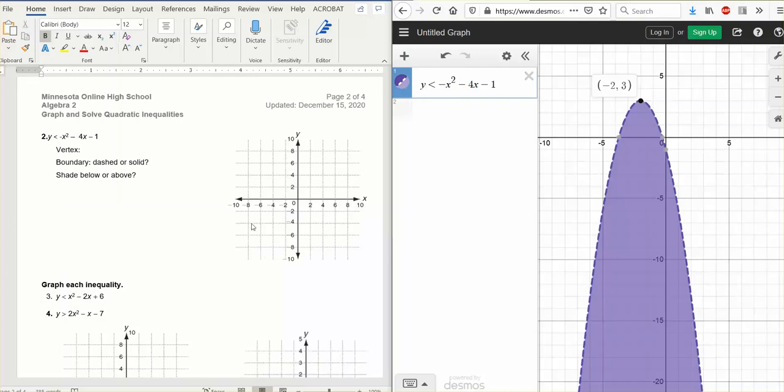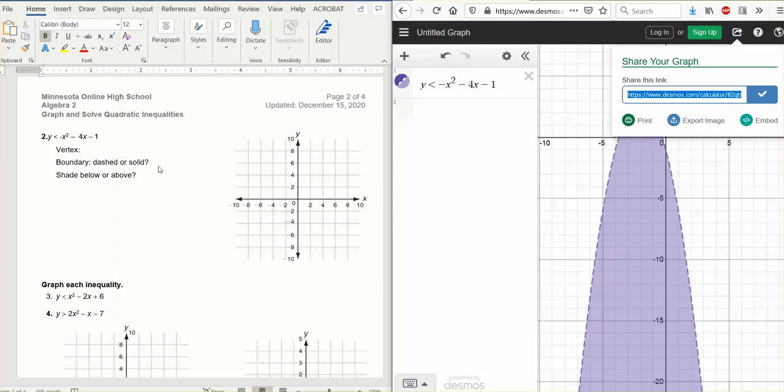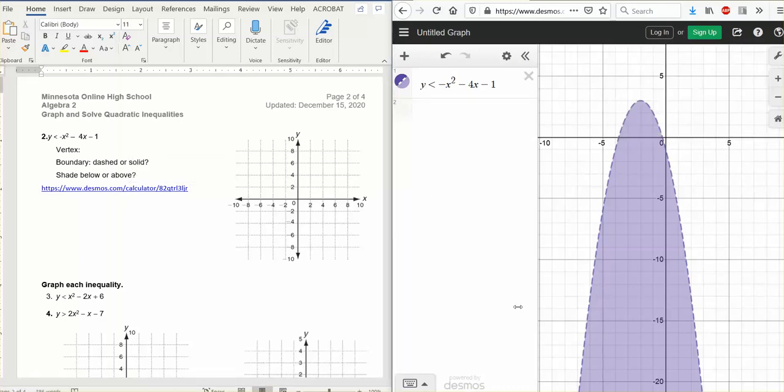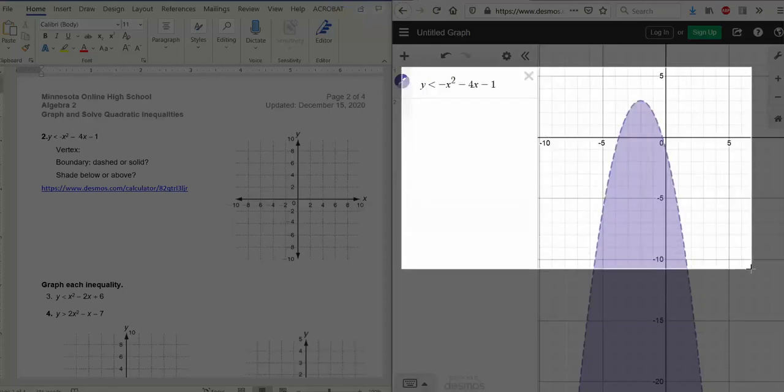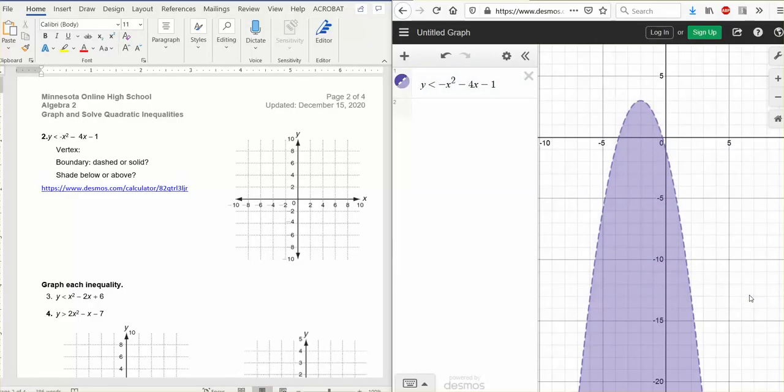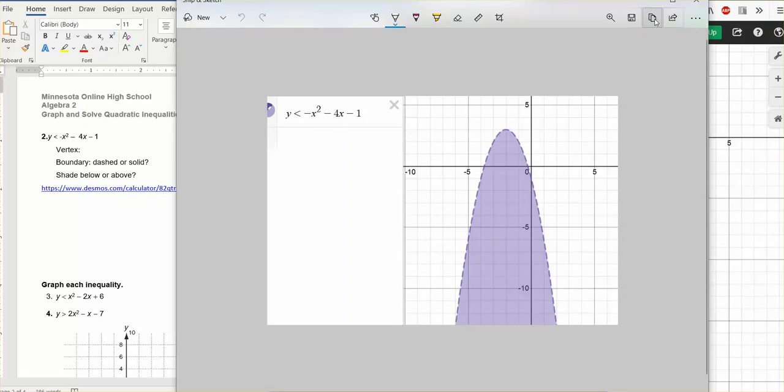So you can either get a link. If you get a link, make sure that after you paste the link in there, you hit the space bar so that it becomes a live link. Otherwise, when I open your document, I won't be able to click on it. If you prefer to take a screenshot, I like Snip and Sketch, so I'm just going to copy the inequality too so I can see that. There it is, and now I will paste it right below there.